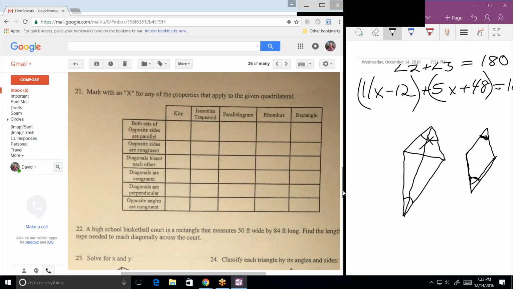And this is a case also where these two angles are equal, but the top and bottom ones are not, which means the opposite angles are not congruent.